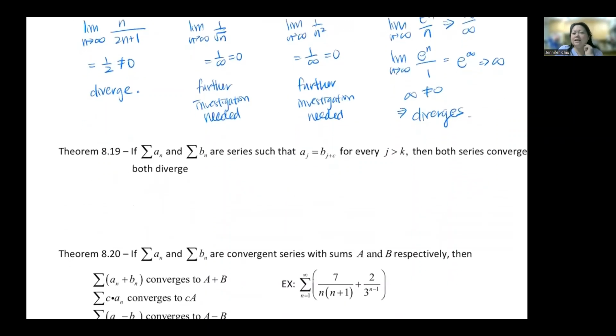This theorem 8.19 is kind of interesting. It says if the sum of a sub n and the sum of b sub n are series such that a sub j equals b sub j plus c, so you're adding more to your sequence for every j that's bigger than k, then both series converge or both diverge. So it's a little wordy here.